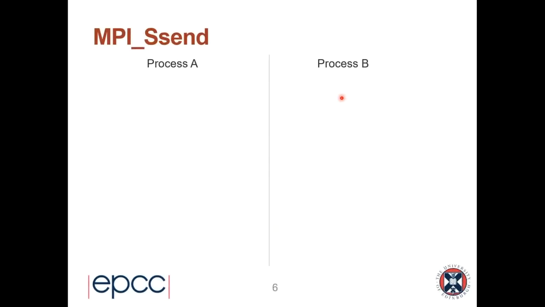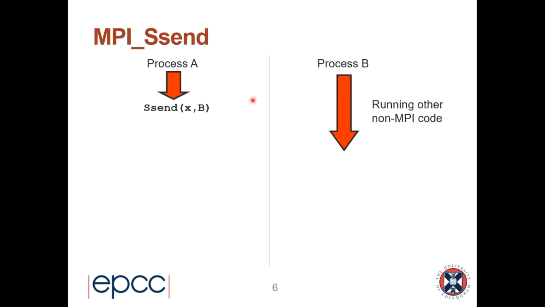So let's do the anatomy of send. So MPI ssend. Time is going down the way here. We have process A and process B, and process A issues, in some abbreviated syntax, I want to synchronously send my variable x to B, and at that point process B is running some other non-MPI code. So at the point when process A issues the synchronous send, process B is doing something else. So what happens? What does process A do? What happens to process A at that point?